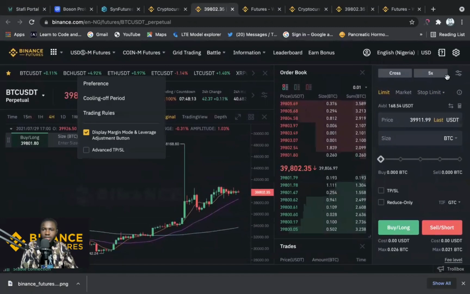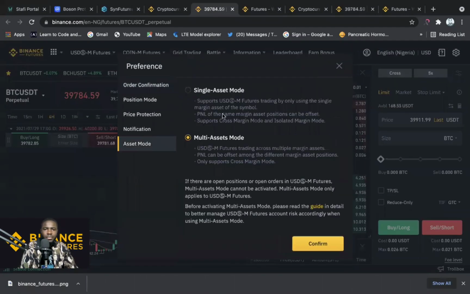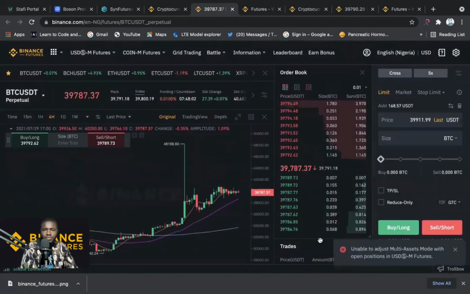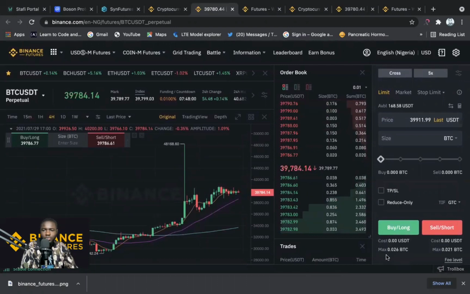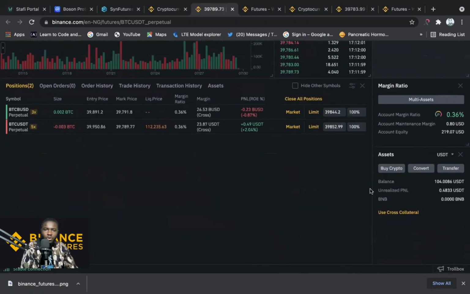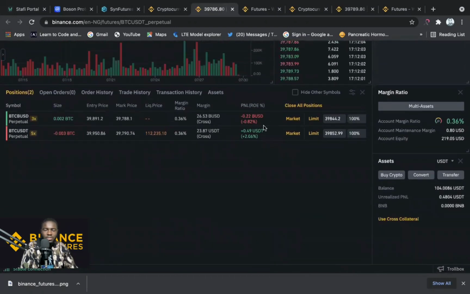Let me try exiting the multi-asset mode while I have positions opened. Let's see. Yeah, unable to adjust, right? So it's not going to work unless you exit your trades.